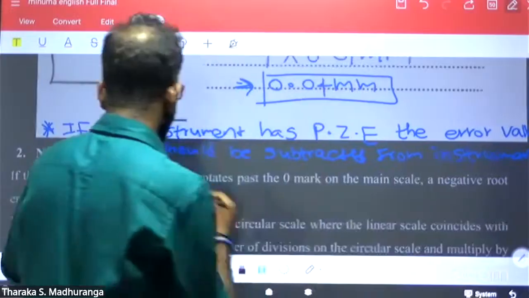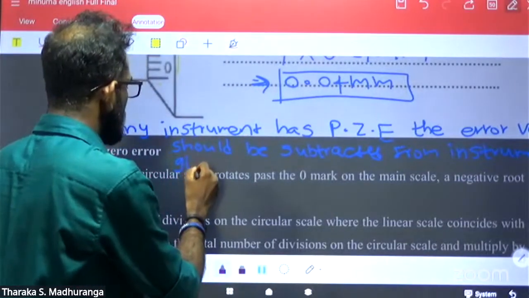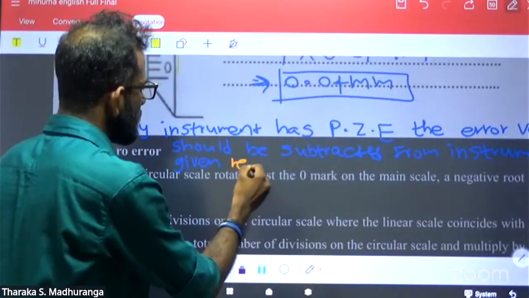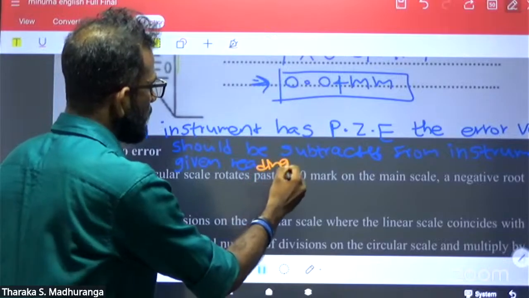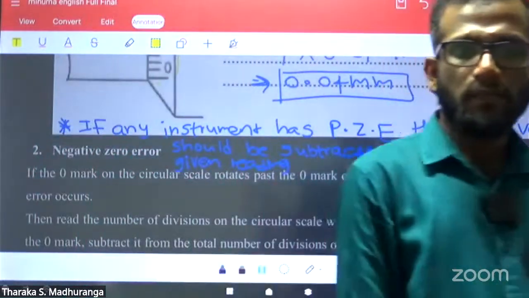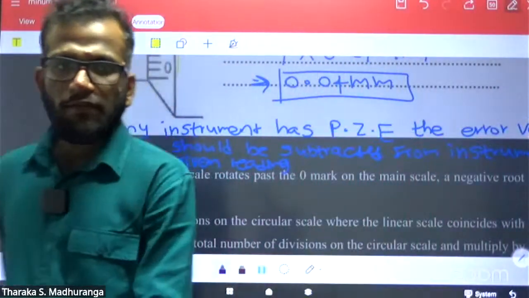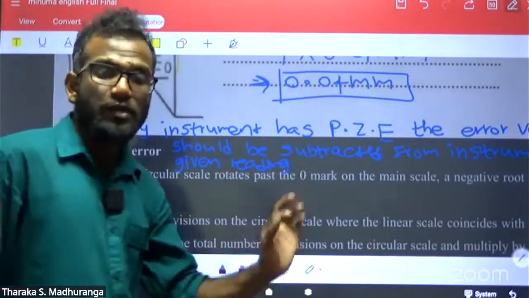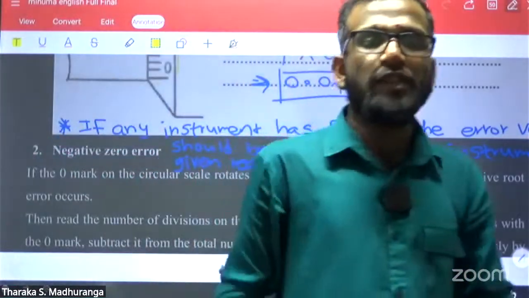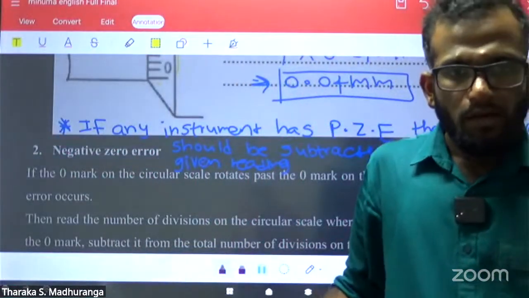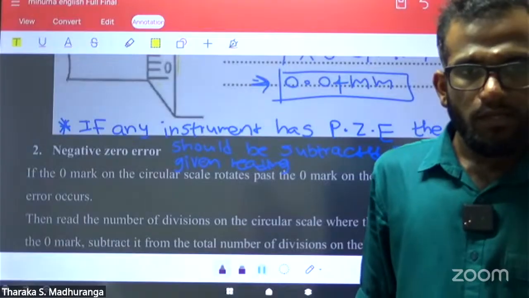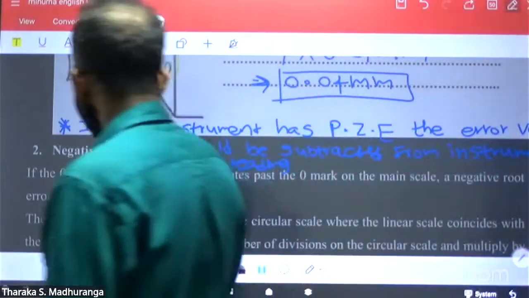Instrument given reading. Given reading. Instrument given reading. If any instrument has positive zero error, the error value should be subtracted from the instrument given reading to get the accurate measurement. Okay, got it? Positive zero error done.